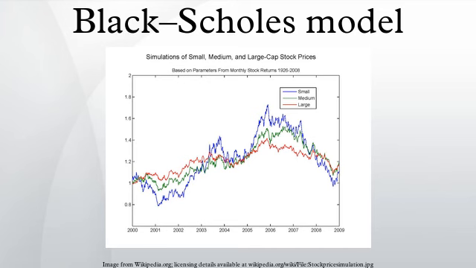Note that both of these are probabilities in a measure-theoretic sense, and neither of these is the true probability of expiring in the money under the real probability measure. To calculate the probability under the real probability measure, additional information is required: the drift term in the physical measure, or equivalently, the market price of risk.